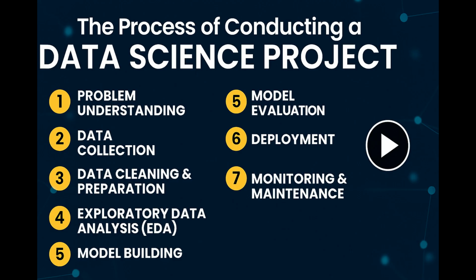1. Problem understanding, business understanding. Every project starts with why. What exact problem are we trying to solve? Who are the stakeholders? What does success look like? KPIs, ROI, impact. This phase involves translating a business problem into a data science problem. A poorly defined problem leads to wasted effort, even with advanced models. Example: reducing customer churn, predicting which customers are likely to leave.